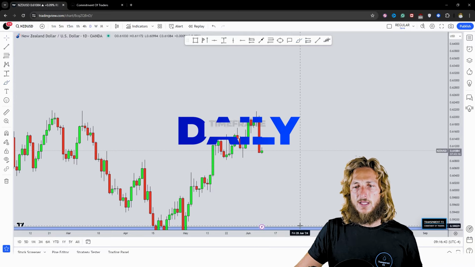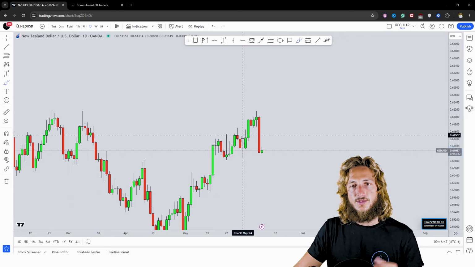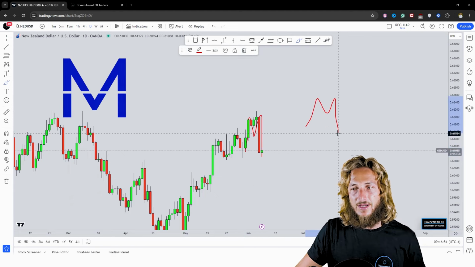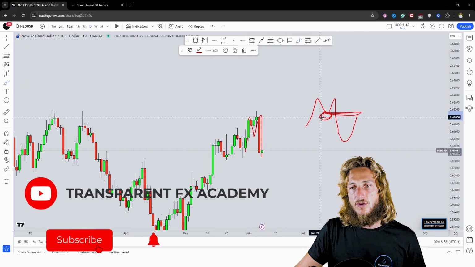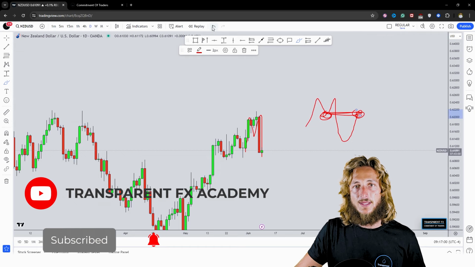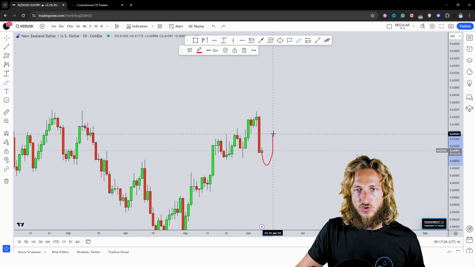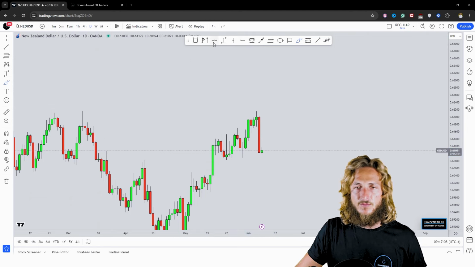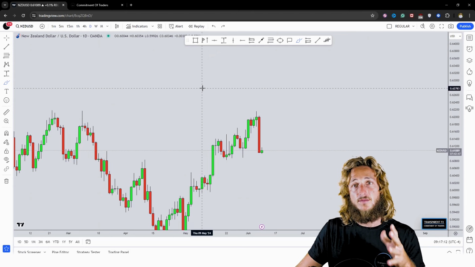Now, from a daily perspective, what we can notice is that in creating this move to the downside, the market has also printed this M pattern. And in general, after the creation of an M pattern, what you would expect is a potential rejection to the upside, completing the M pattern at the neckline. So at the previous support turned resistance from a daily perspective. So here on the daily, there is definitely the possibility of a potential push higher, completing this M pattern at the neckline.